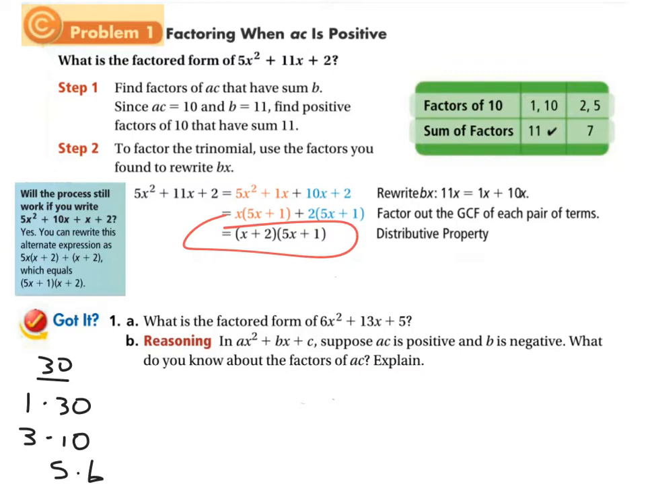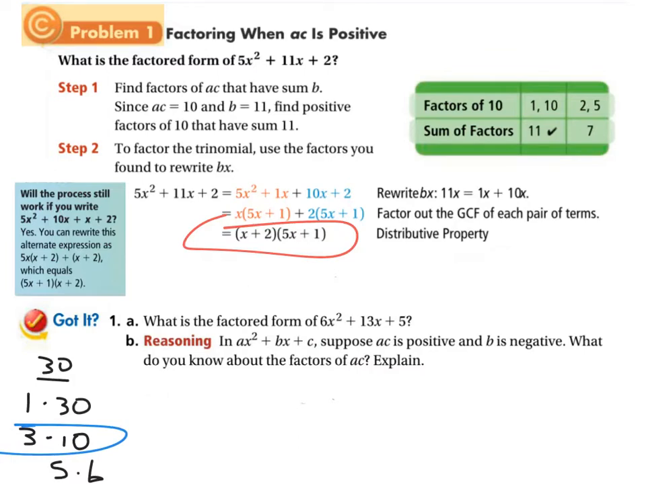Oh, and I forgot, sorry, 2 times 15. Oops, if you forget one, it might be the one you needed. 2 times 15. Okay? Now, which 2 add together to be 13? That b value right here. Well, these 2 add together to be 13. Okay, so what are we going to do then? Well, what we're going to do is, we can get these other ones out of here. Okay.